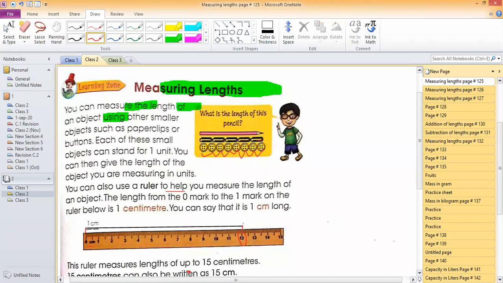You have to tell me the length of this line. Answer me in the chat box. How many centimeters? What is the length of this line, guys? Tell me the length of this line.